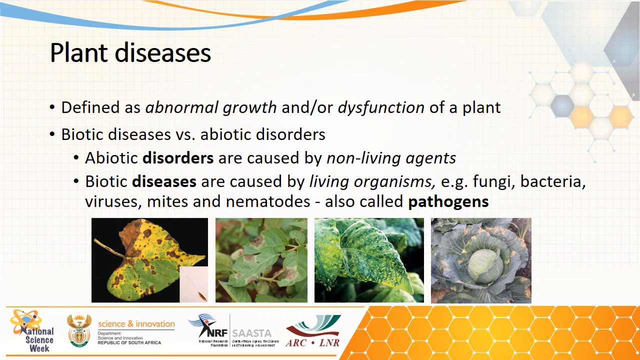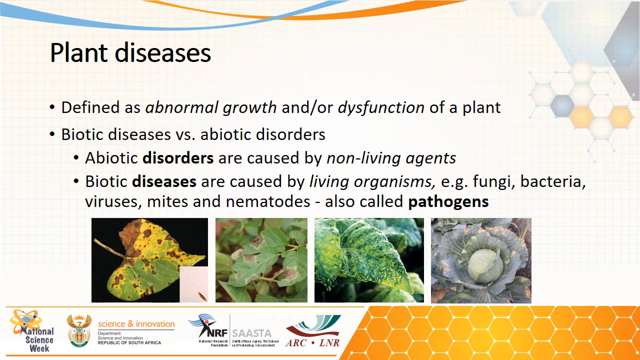Plant diseases are defined as abnormal growth and/or dysfunction of a plant. Diseases are the results of some disturbance in the normal life process of the plant. When looking at diseases, we need to distinguish between biotic diseases and abiotic disorders.